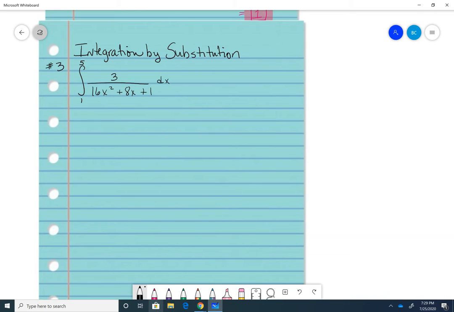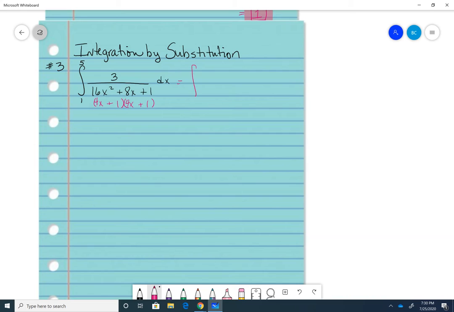Generally, when we're doing substitution, we're looking for an inside function. And if I look very close at this one, I don't see an inside function. So look a little closer. Will that trinomial factor? Yeah, that trinomial will factor. As a matter of fact, if you factor this trinomial here, this is a perfect square trinomial.